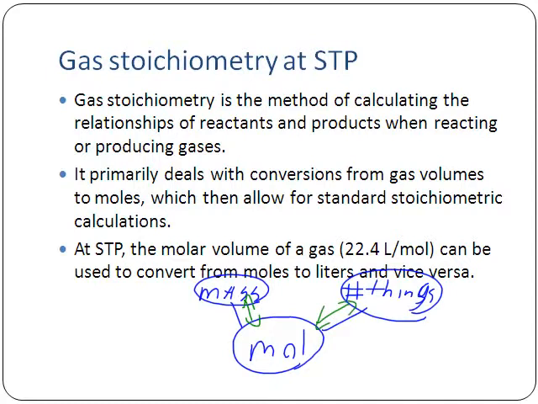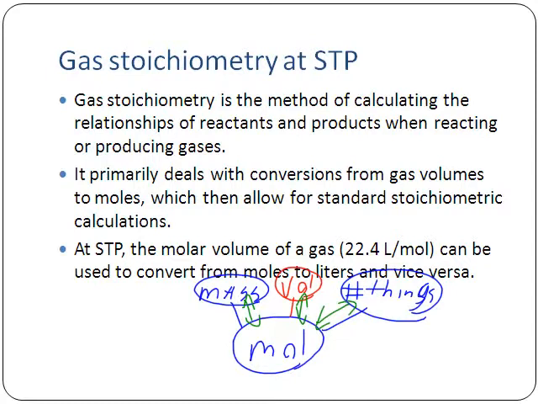Now our new one here is that if we want to go to a volume, we can similarly go from volume to moles. How we get from volume to moles is what we're going to talk about in these next two sections. If the gas is at STP, and we want to go from volume to moles or moles to volume, then at STP the molar volume of a gas, 22.4 liters per mole, can be used to convert from moles to liters and vice versa.